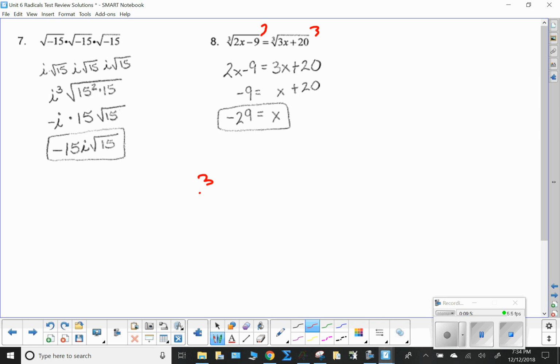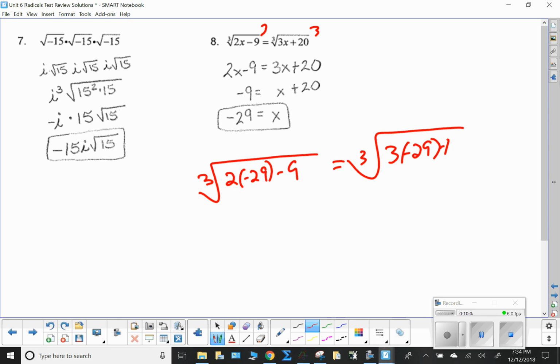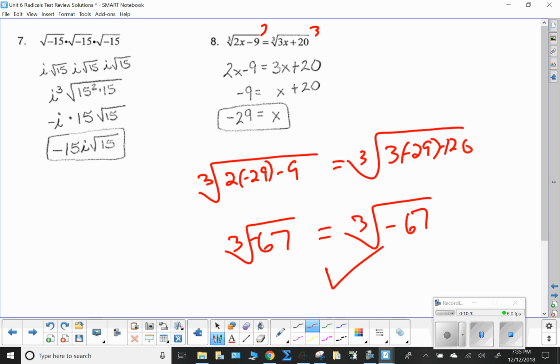So you're going to get the cube root of 2 times -29 minus 9 equal to the cube root of 3 times negative 29 plus 20. If you put those into your calculator, just 2 times negative 29 minus 9, you're going to get the cube root of 67. If you do 3 times negative 29 plus 20, you will get the cube root of negative, so there should be a negative there, 67. You can take the cube roots of negative numbers and it checks.